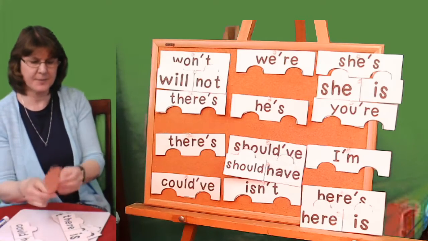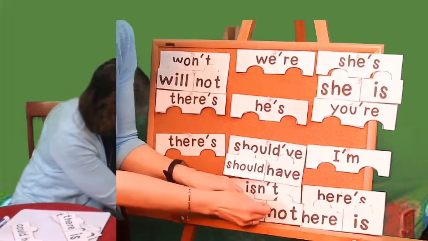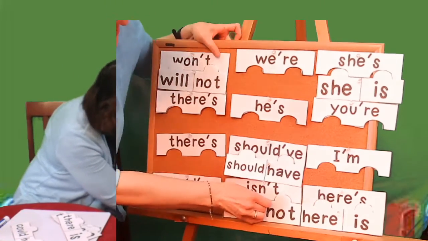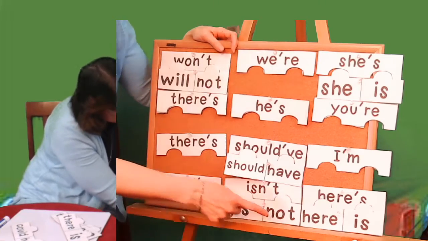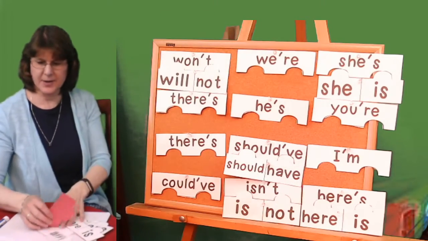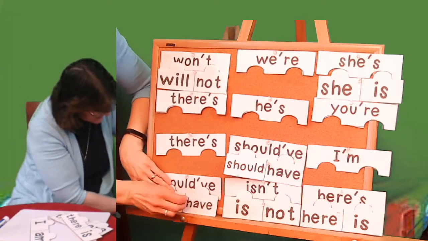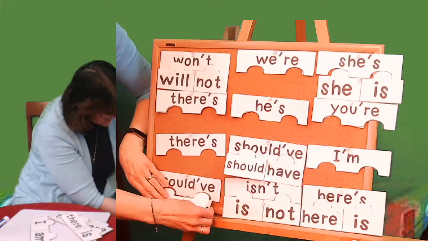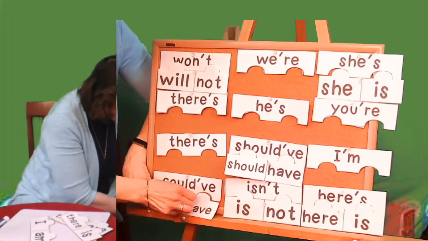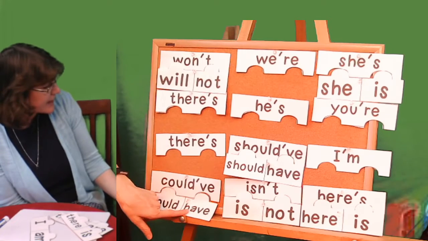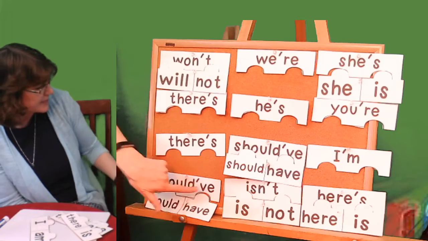Our next one is not becomes isn't down here. We took out the O, put the apostrophe in. Isn't came from is not. Our next one, could have. Could have makes the word could've. This one's going to have to hang off a little bit for us to fit it in. And you can see the H and the A were taken out and the apostrophe was put in its place. Could have becomes could've.